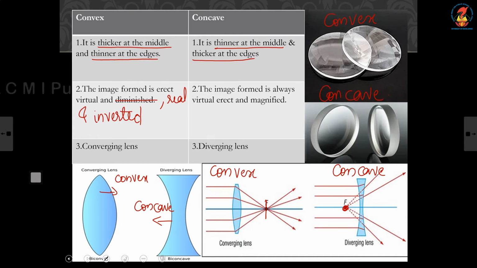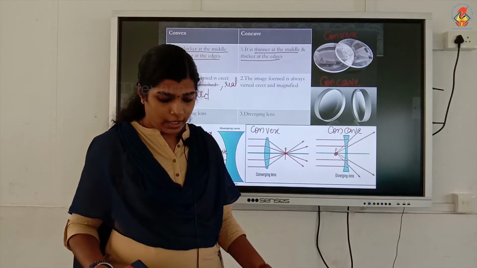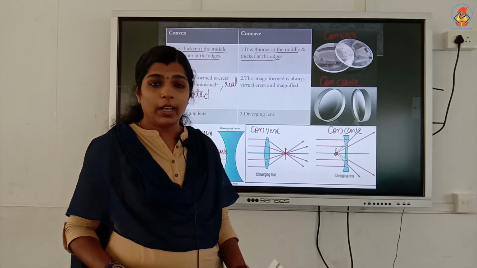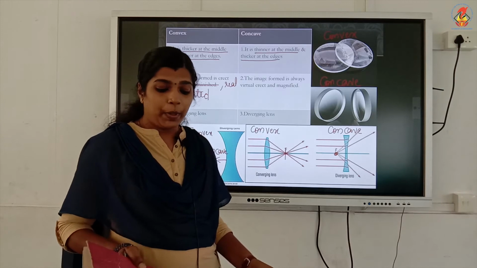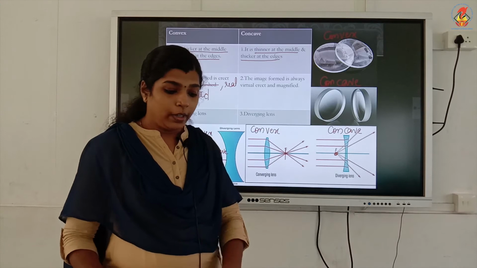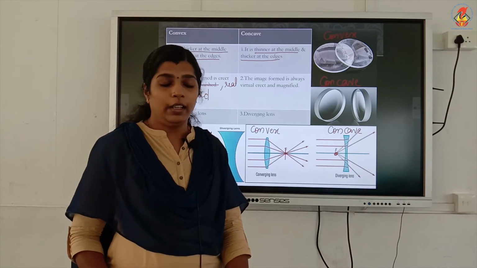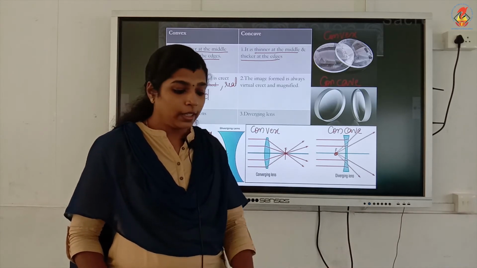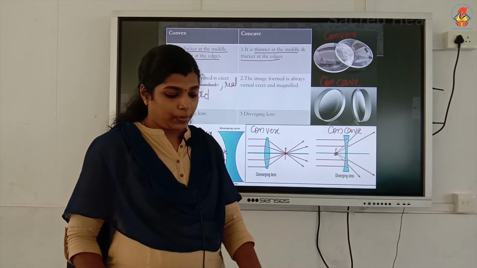Always it forms virtual and erect image. Okay, virtual and erect image is formed by concave lens, but convex lens will form real, inverted, virtual and erect image.